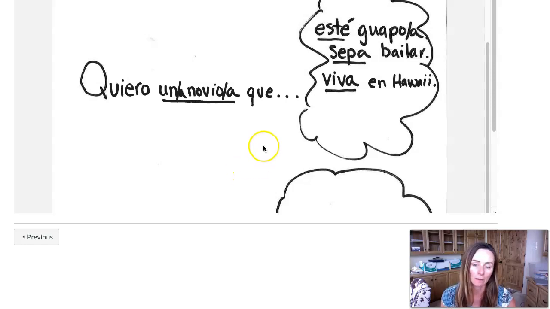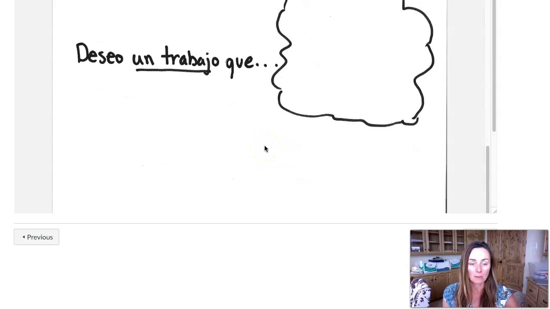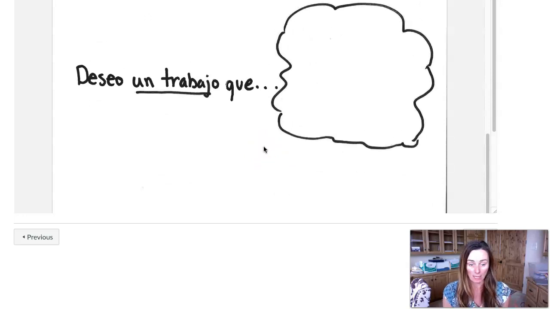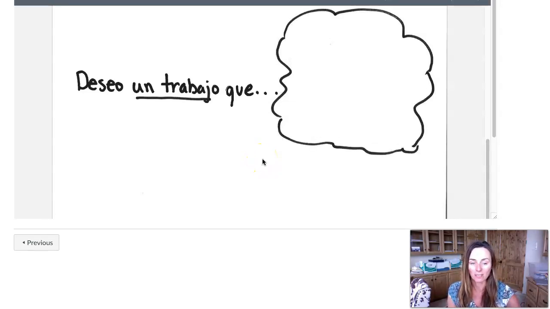Se usa mucho. And then the second example is deseo un trabajo que, right? You can flip the order, deseo un trabajo que. And then you're going to see the subjunctive, que me pague bien, que esté divertido, que whatever you would like to have your job to be, you would use a subjunctive. Muy bien. Entonces, that's your brief introduction onto the subjunctive.